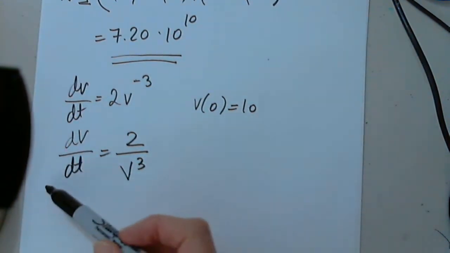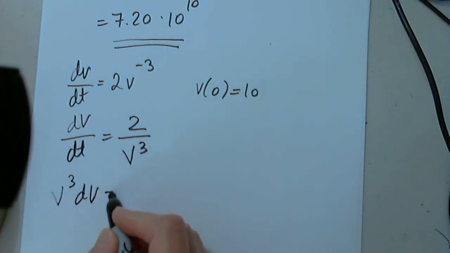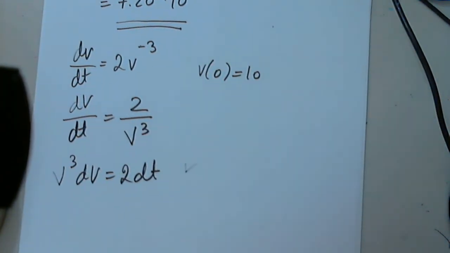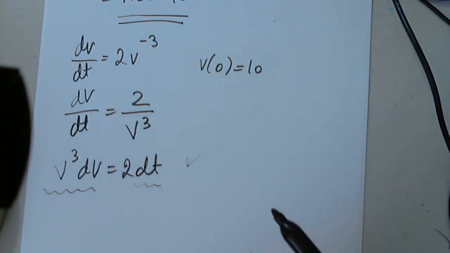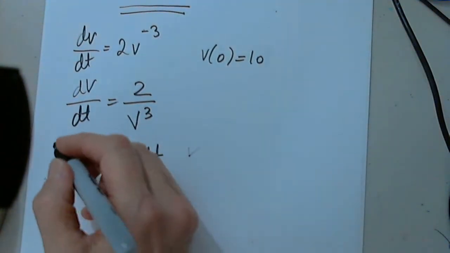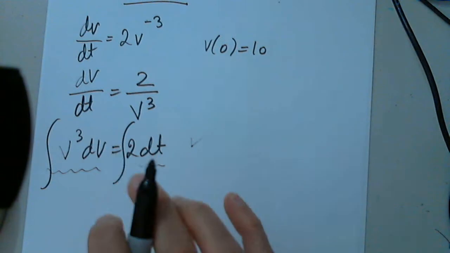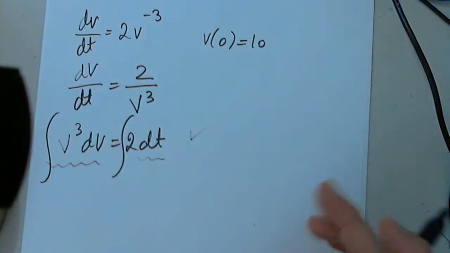Then I say, okay, it's very clear I have to cross multiply. v to the third dv must be 2 dt. I'm happy because t is alone on one side, v is alone on one side, so I can integrate now. And I do remember that I will only put one constant on the right-hand side. Does it matter? It doesn't, really.